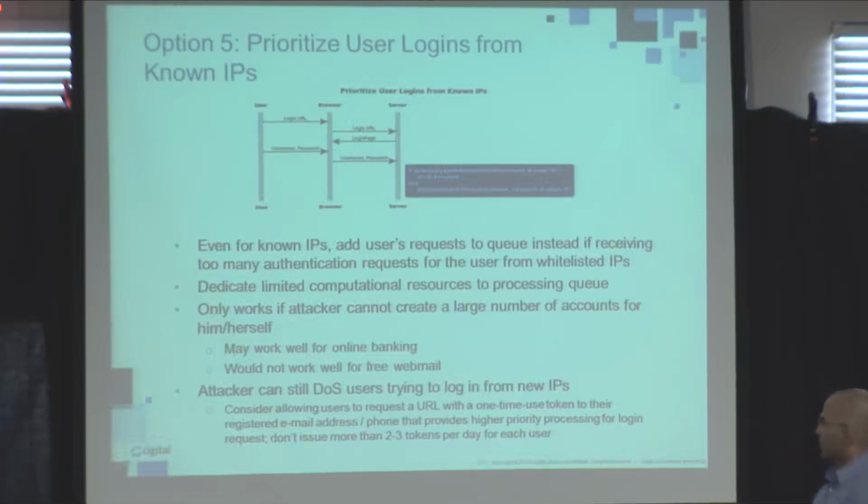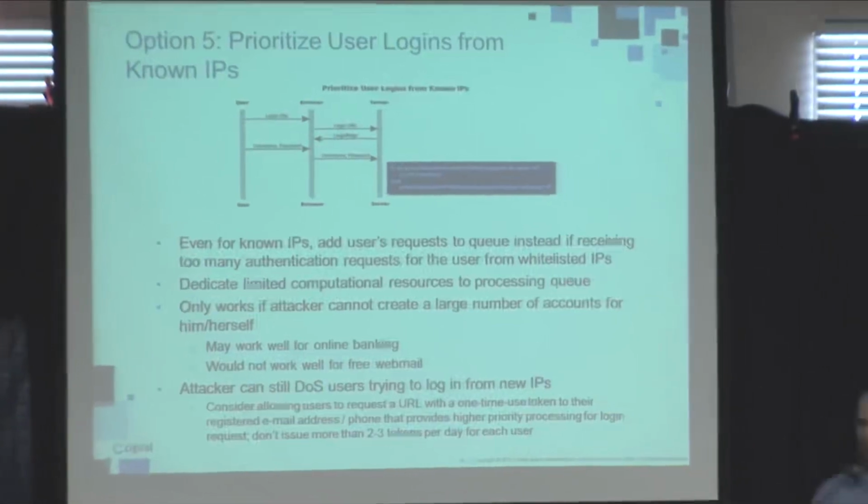Now, we also have to make sure we only dedicate a limited number of computational resources to processing that queue. We don't want to just say, well, we've got 50,000 requests in the queue, let's just dedicate all of our service resources to processing it. That doesn't solve the problem. So we might say, we're going to dedicate only 2 server threads to processing that queue. Whatever login requests we don't get to, too bad. But our legitimate users who are logging in from known IPs still can.